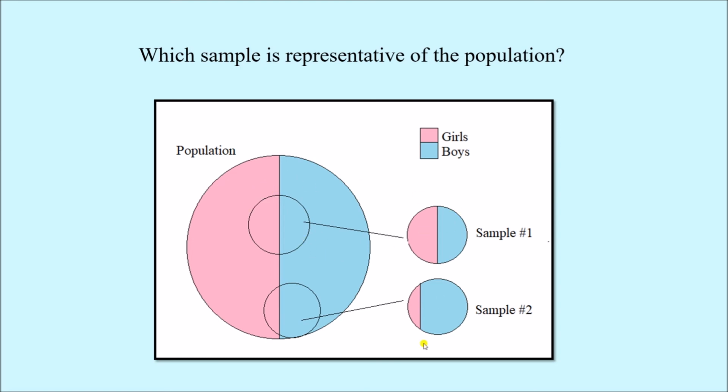Now I can take two samples from this. If you look at the first sample, here also the girl and boy ratio is almost 1:1. On the other hand, in the second sample, you can see most of the subjects are boys, only a few of them are girls. So as you can see, in sample 2, we are not getting the true representation of the population in terms of girl-boy ratio. So that is why sample 1 is definitely the better representative of the population.